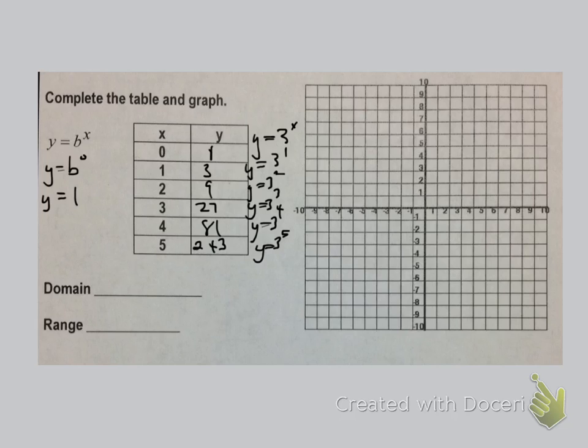When I graph this, I'm going to go 0 over, 1 up. Then I'm going to go 1 over, 3 up. Then 2 over, 9 up. Then 3 over, I can't go any further, right? Can I go 27 up? No. Can I go 81 up? No. So I draw my line here. It's going to look like that.